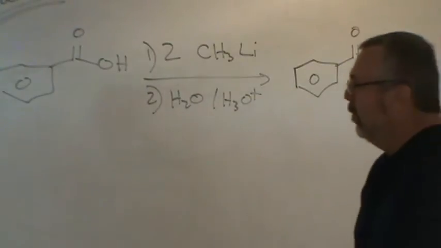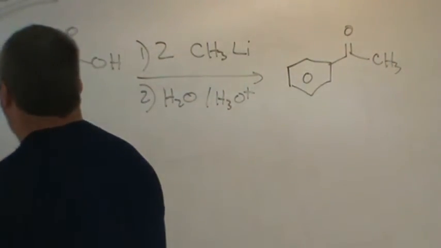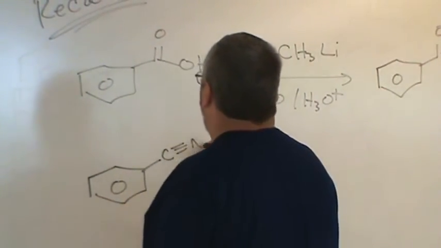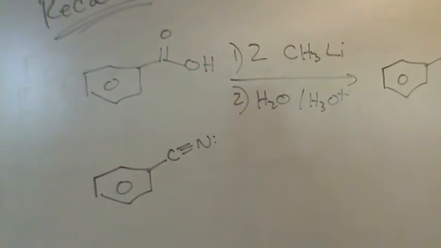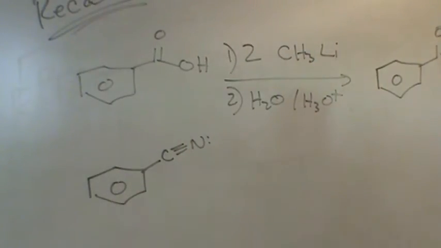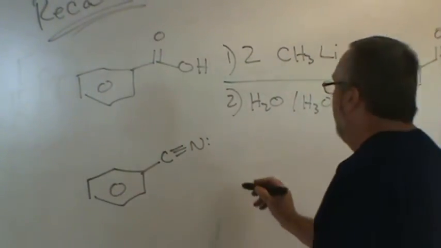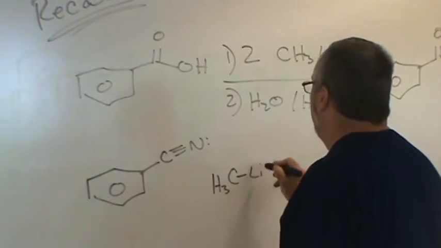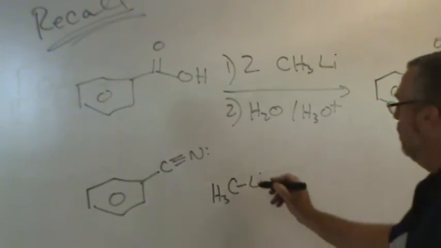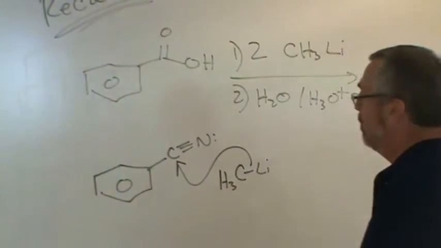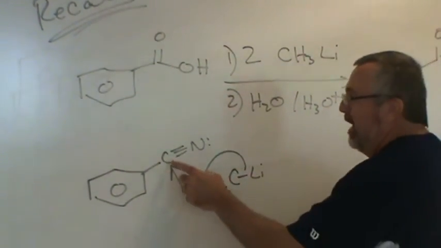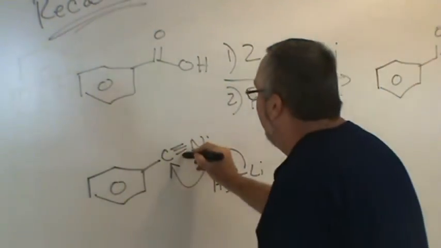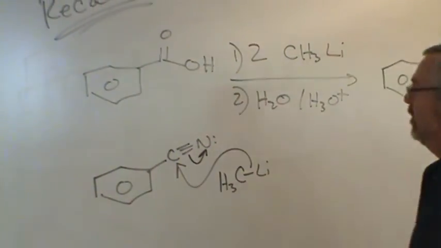Now, what we're going to do right now is look at a very similar reaction, except instead of working with a carboxylic acid, we're going to use the nitrile. And here we go. I'm going to add the same organolithium species, which in this case is methyl lithium, and look what happens. Not surprisingly, addition takes place at the carbon which mimics a carbonyl carbon. That's the electrophilic carbon that's attached to the nitrogen.